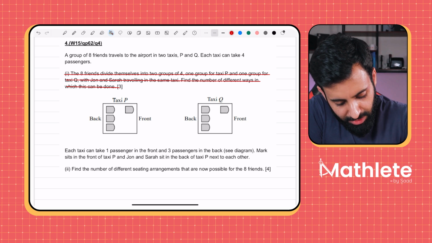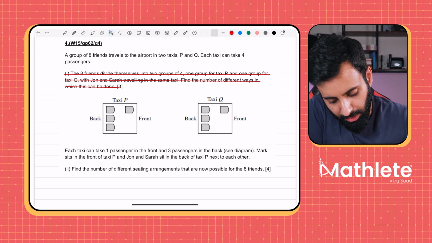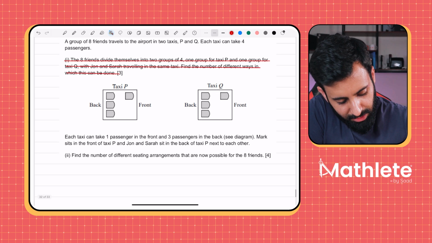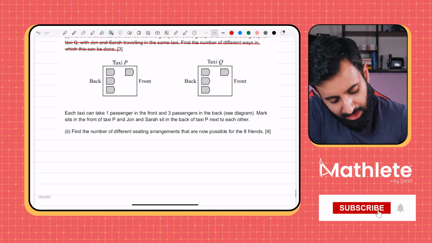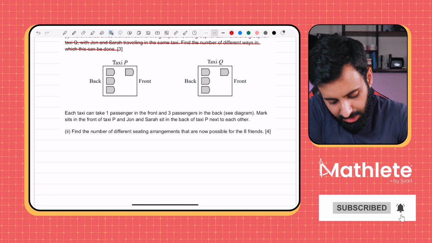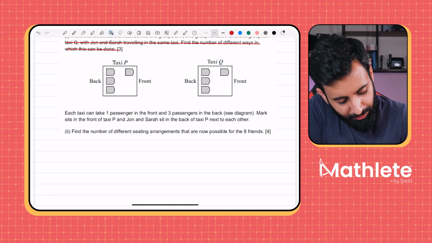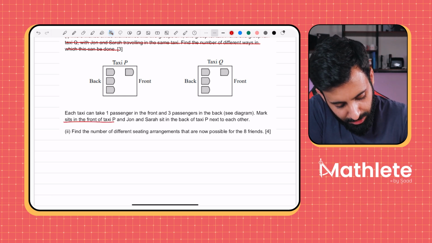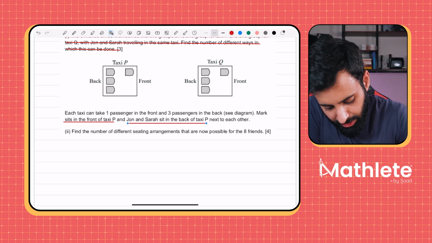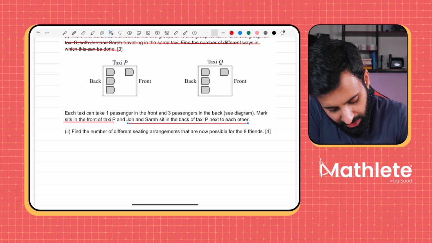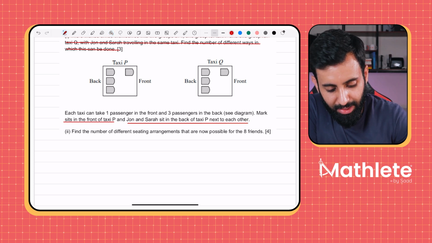A group of 8 friends travel to the airport in 2 taxis, P and Q. Each taxi can take 4 passengers. All right, now we have the taxi diagram as well. Each taxi can take 1 passenger in the front and 3 passengers in the back. See diagram, okay. Mark sits in the front of taxi P. John and Sarah sit in the back of taxi P next to each other. Okay, so we have to keep that restriction in mind. Find the number of different seating arrangements that are now possible for the 8 friends.